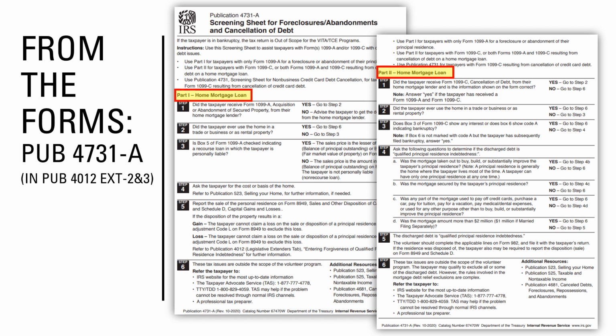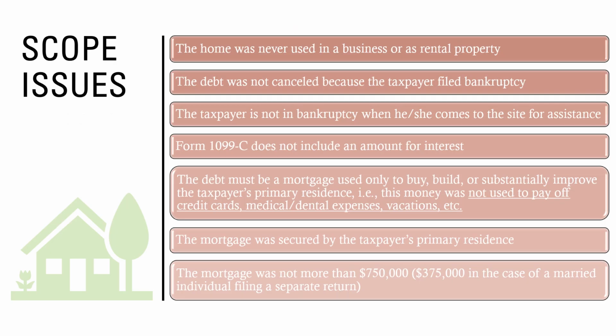And Part 2 is for our taxpayers who come in with both a 1099-A and a 1099-C, or possibly just the 1099-C. Here again, we go through a series of questions determining, is this in scope for us? And then it tells us, once we determine that it is in scope, how we are going to treat this particular situation. And here are some of our scope issues, and there are quite a few. We need to determine that the home was never used in a business or as a rental property. These are situations that can cause depreciation to need to be calculated, and if you remember from our business income lessons, in VITA we don't deal with depreciation. We're going to say that's out of scope for the whole program.